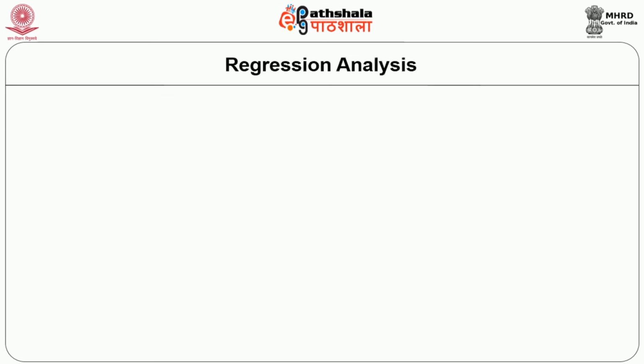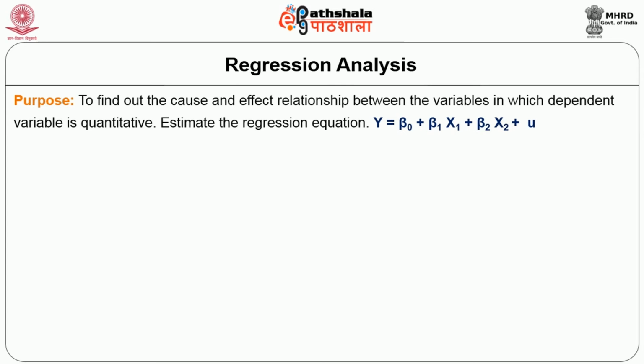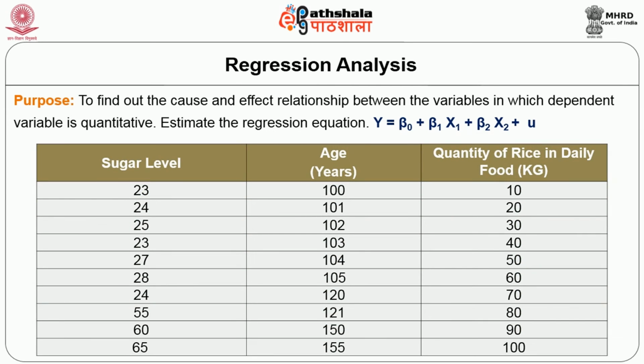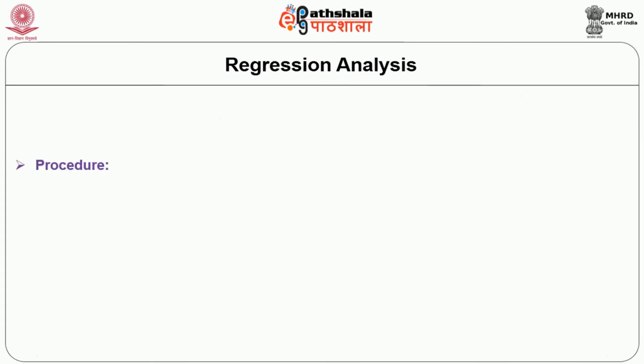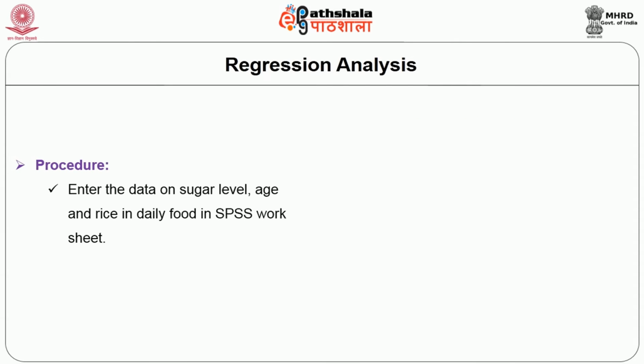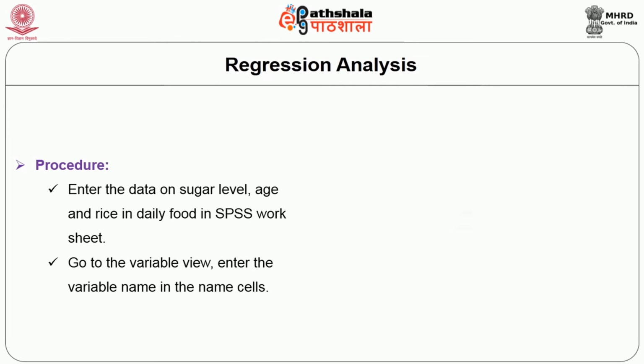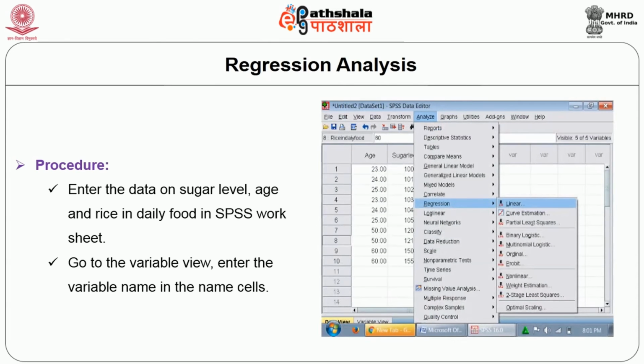Then let us discuss regression analysis. To find out the cause and effect relationship between the variables in which the dependent variable is quantitative, we can use the regression analysis. Estimate the regression equation for the following data in SPSS. Then procedure. Enter the data on sugar level, age and rice in daily food in the SPSS worksheet. Go to the variable view, enter the variable name in the name cells.